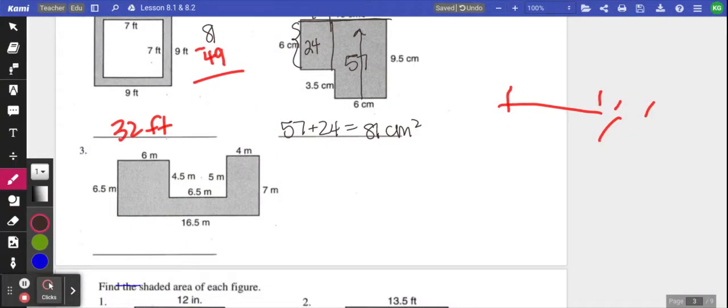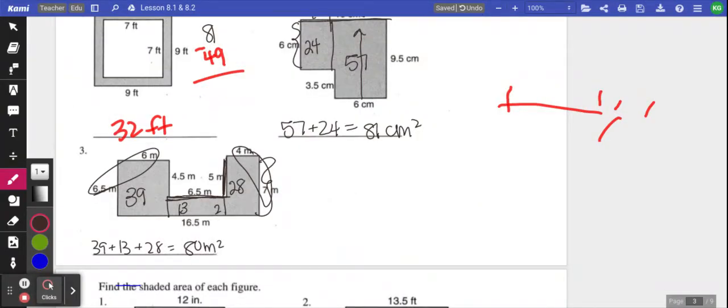This one I have a bunch of different ways I can split it, but I'm going to split off these two sides here. So this side here is a 6 by 6.5, which is a 39. This side here is a 4 by 7, which is 28. And then this side, we know this much is 6.5. I know that the whole side is 7 and that this much of it is 5, so that leaves us with 2. So I have 6.5 by 2, which is 13. So I'm going to add 39 plus 13 plus 28 for a total of 80 meters squared.